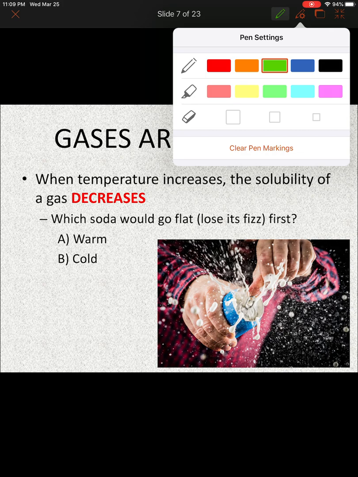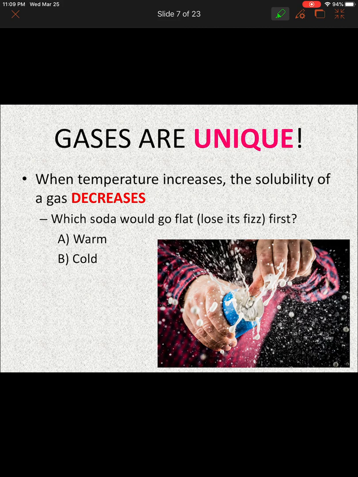So which soda do you think would go flat or lose its fizz first? Think about what I just said. Colder temperatures make the gas dissolve and stay in the liquid. So who do you think would lose its fizz first? Well, I'm not going to tell you.